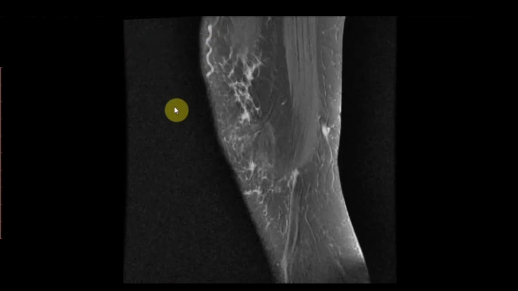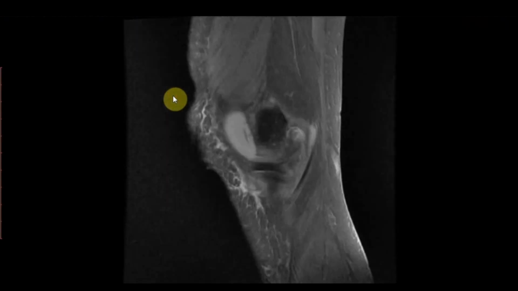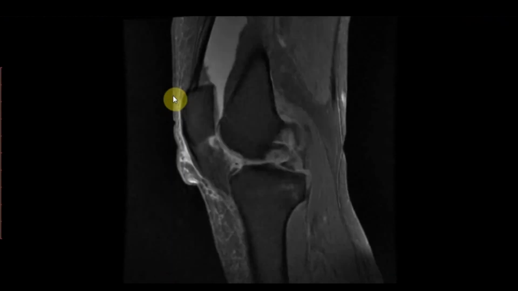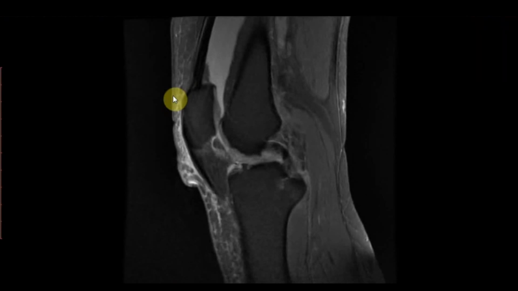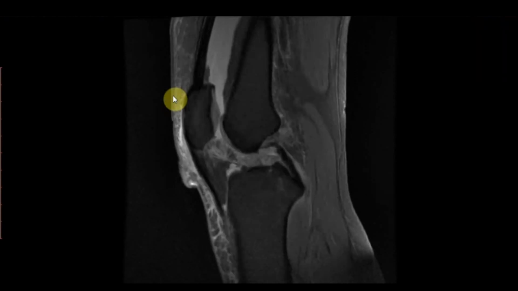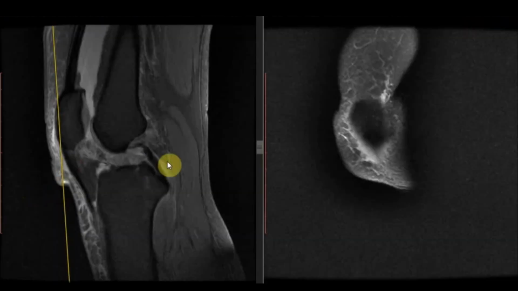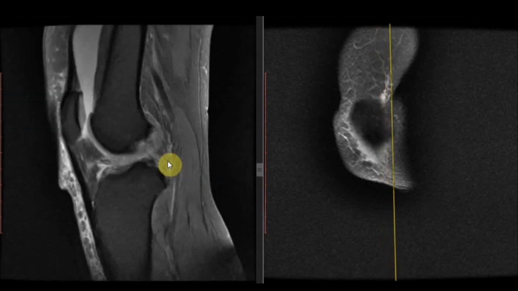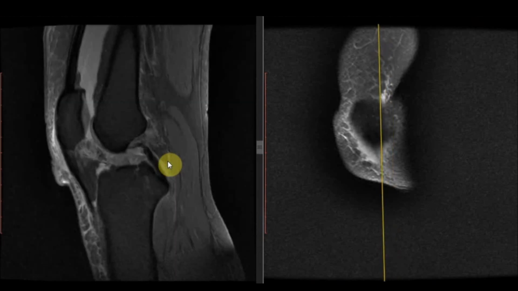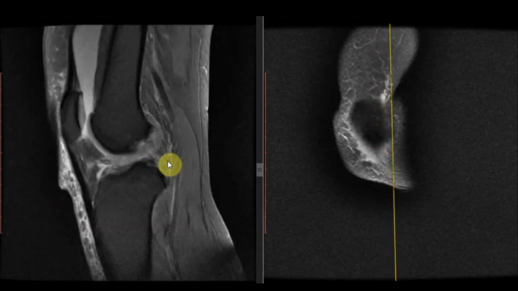Hello, welcome back. In my previous video, I described the general imaging features of meniscal tear. Now, in this video, I will be showing you some cases of meniscal tear having characteristic imaging appearance. This patient is a 43-year-old female who presented with acute knee trauma, and as we can see, there is acute ACL rupture plus gross joint effusion.